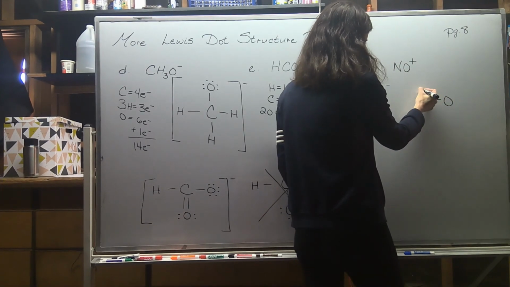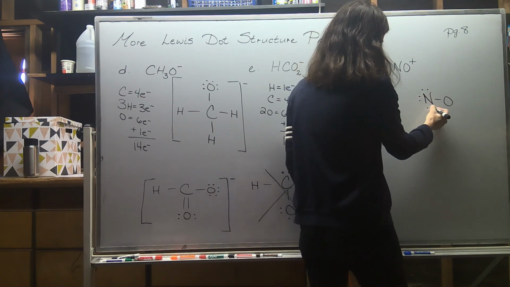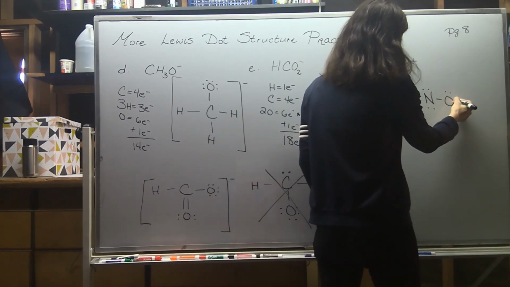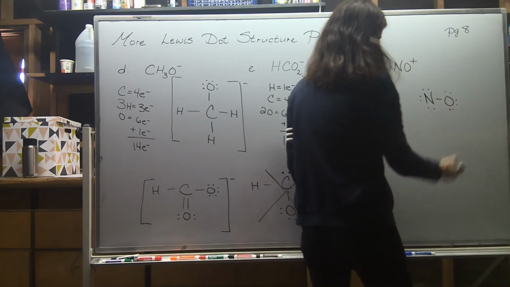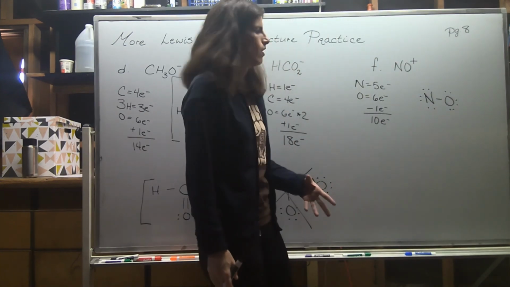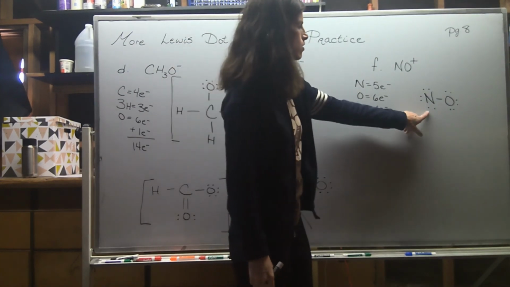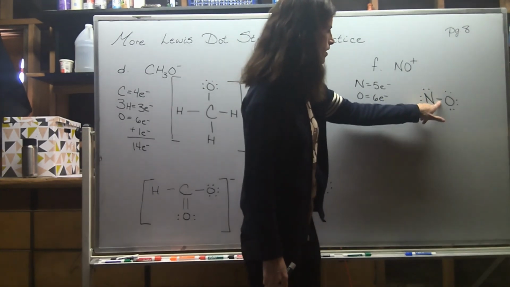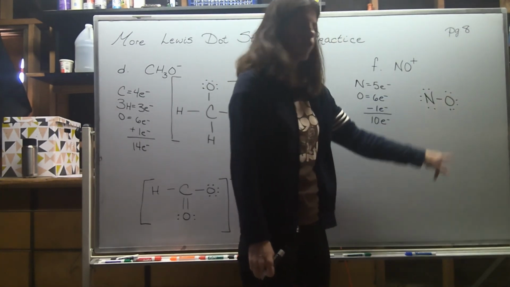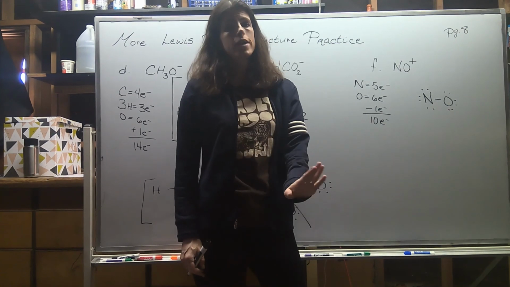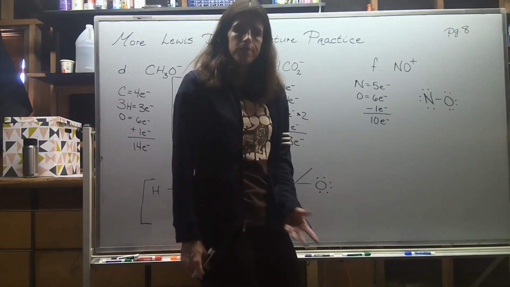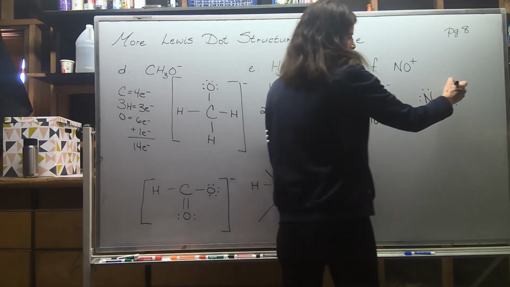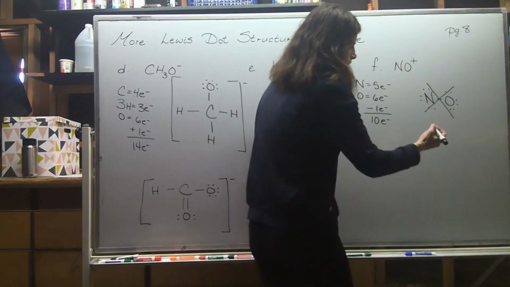Complete the octets. I'm going to add 6 electrons around oxygen and 6 electrons around nitrogen. And let's count. Let's make sure we only use 10. 2, 4, 6, 8, 10, 12, 14. We used way too many electrons. Let's try a double bond. So I'll cross this out because it's wrong.